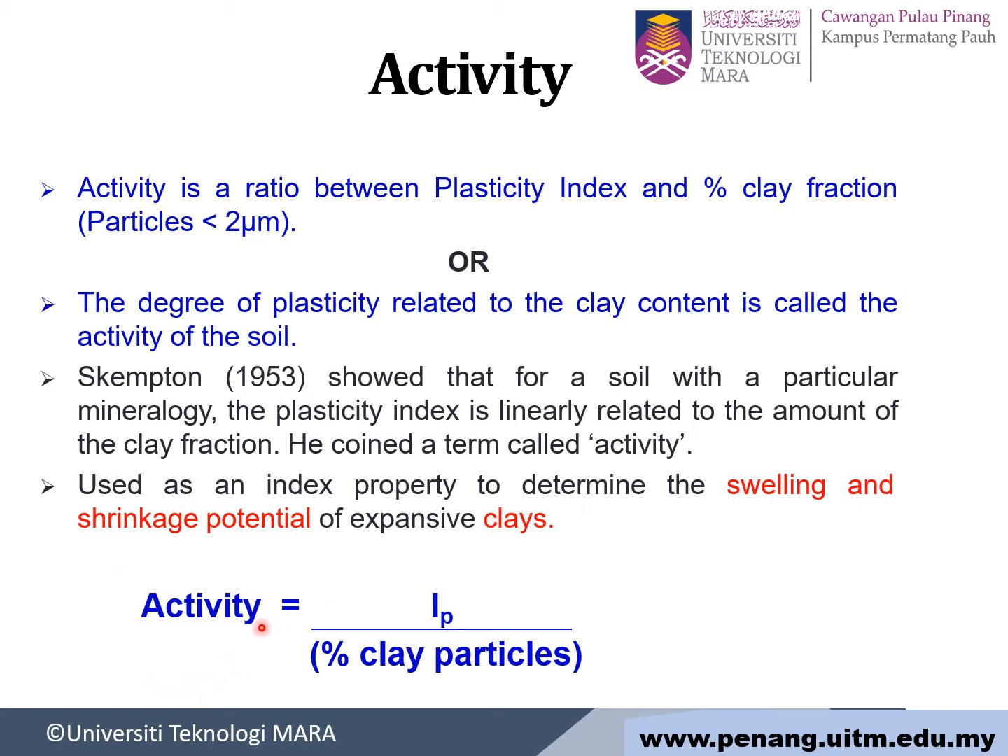If you see here, the activity is used as an index property to determine the swelling and shrinkage potential of expansive soil, right? Alright, so this is the equation for activity. Activity is equal to IP over the percentage of clay particles less than 2 μm. What is IP? I is index, P is plasticity, so IP is the plasticity index.